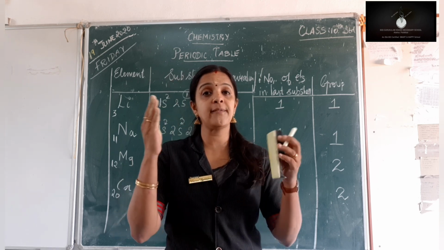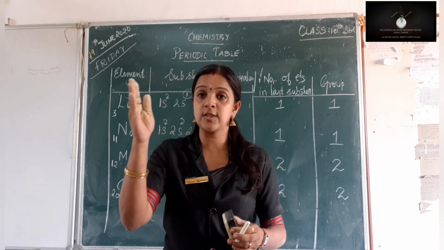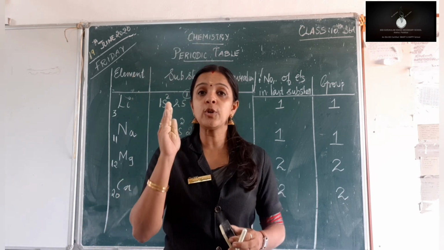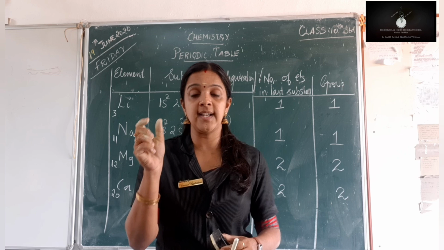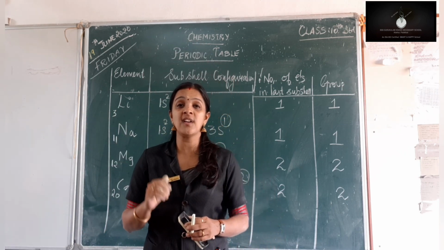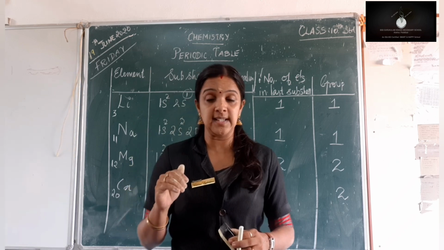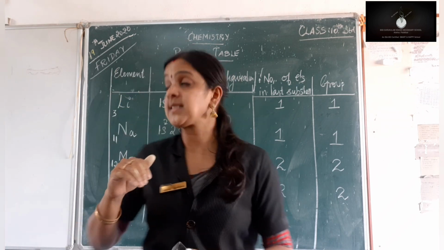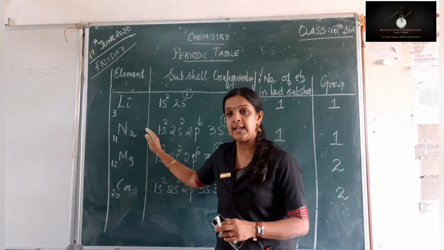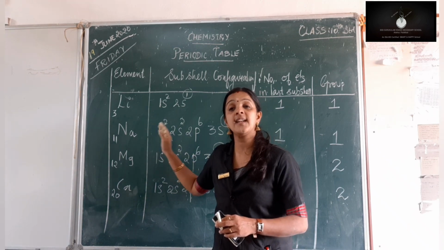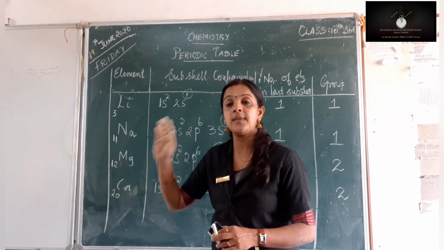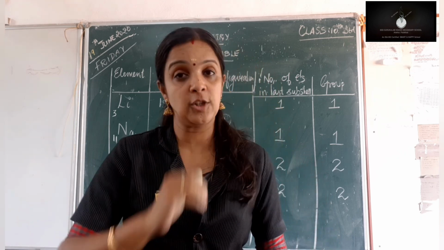Now, you remember I have told you s-block elements have two groups, that is group 1 and group 2. Group 1 elements are called alkali metals and group 2 elements are called alkaline earth metals. So, when I say alkali metals, lithium, sodium, all of them come under group 1 elements. And when I say alkaline earth metals, magnesium, calcium, all of them come under alkaline earth metals.